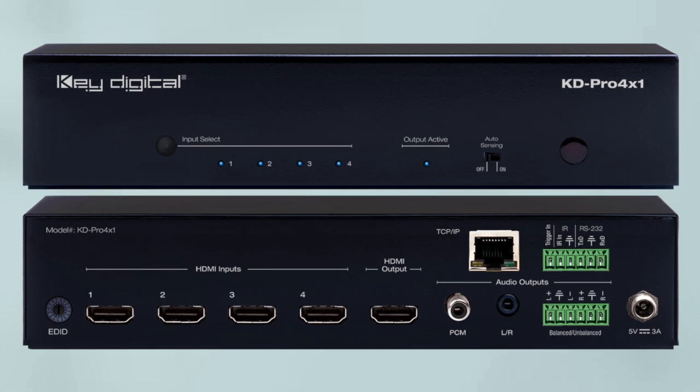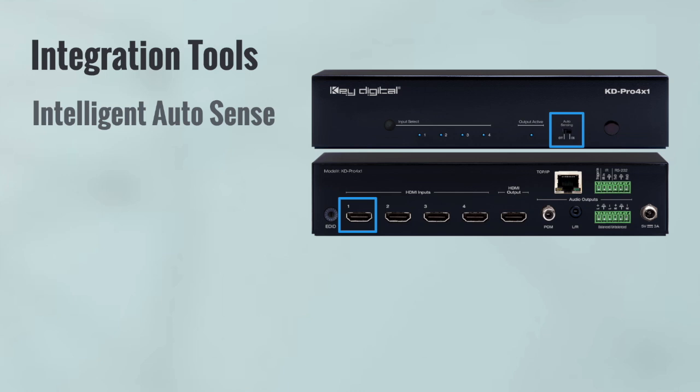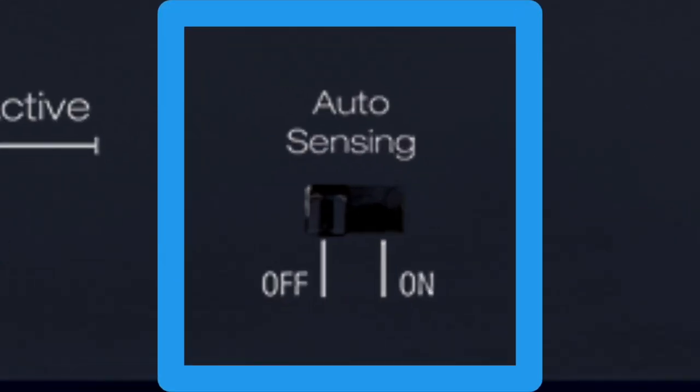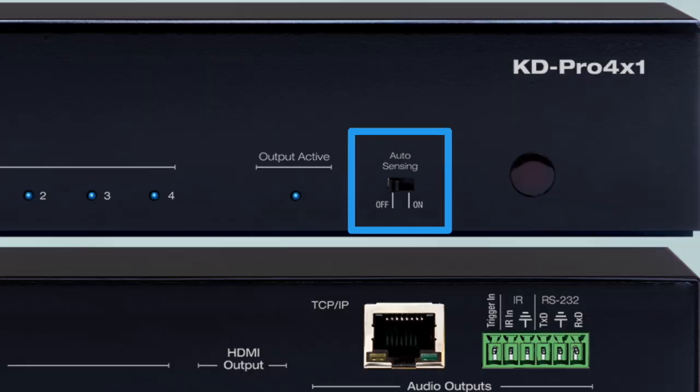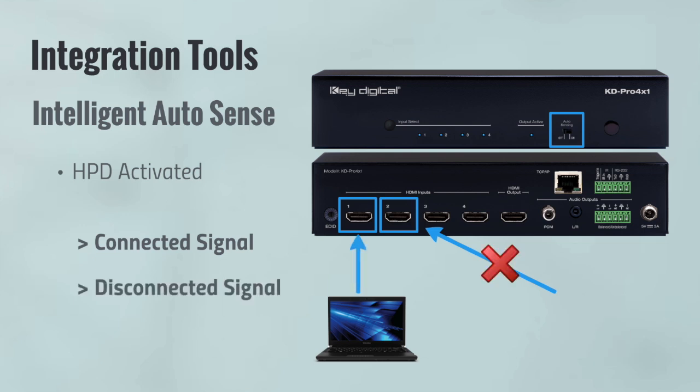Here you can see the auto sensing switch on the face of the unit. Very easy for the user to enable that mode. What does that mode do for us? Well, auto switching, or as we call it, intelligent auto sensing, is activated by hot plug detection from a newly connected source that will automatically switch and advance to that source, or by a newly disconnected signal. So if the selected source is disconnected, the switch will advance to the next available input.